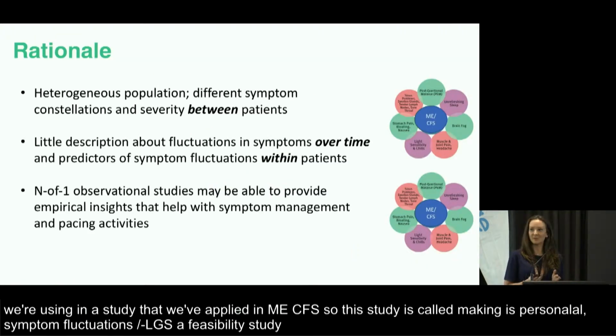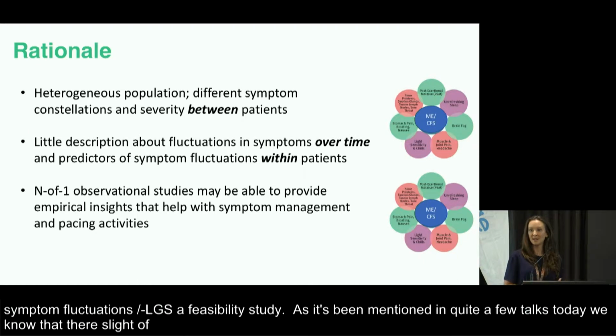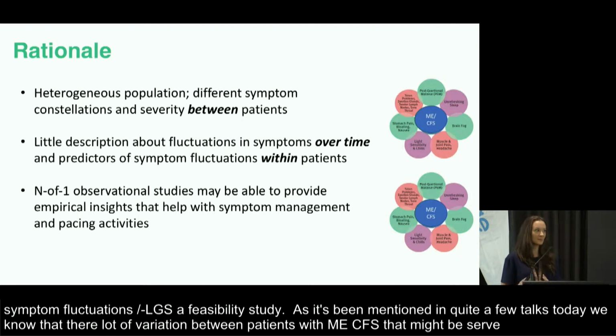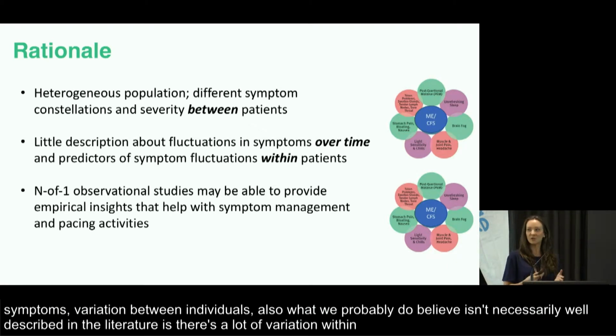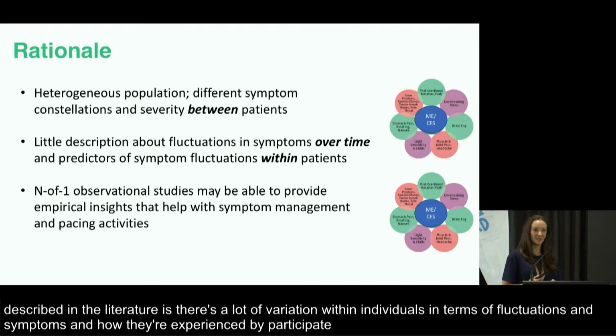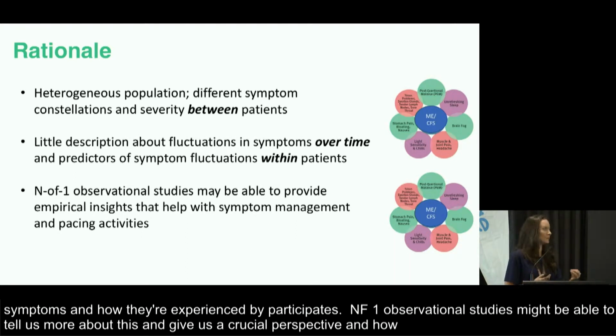And as it's been mentioned in quite a few talks today, we know that there is a lot of variation between patients with ME-CFS. So that might be the severity or the particular cluster of symptoms that people experience. So we do know that there is variation between individuals. But also what we probably do believe, but isn't necessarily well described in the literature, is there's a lot of variation within individuals in terms of fluctuations in symptoms and how they're experienced by participants. And N-of-1 observational studies might be able to tell us a little bit more about this and give us a crucial perspective on how these symptoms fluctuate and differ across different people.